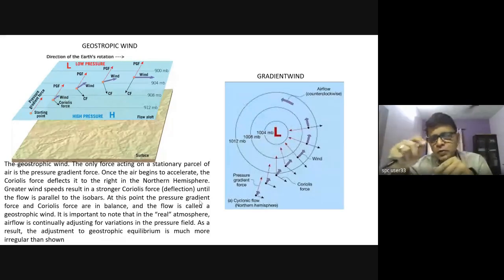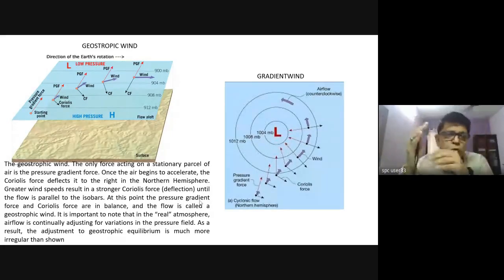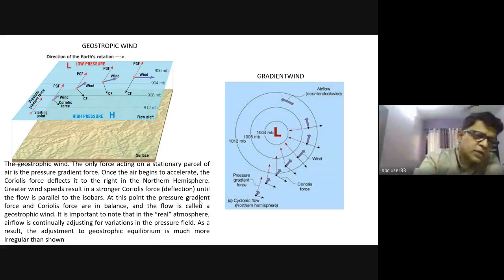The frictional force is again against the PGF. Normally the PGF, the pressure gradient force, is opposed by the Coriolis force plus the frictional force. But as you go up from the surface, you'll see that here we are moving up from the surface.